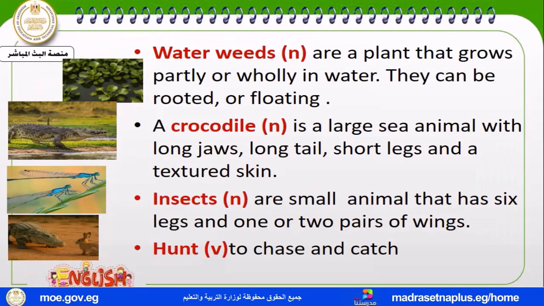For the first word, or the first picture, we can see water weeds. Water weeds is a noun, and when we say water weeds, we are talking about plants that grow partly or wholly in water. They can be completely inside the Nile River, or a part of it can appear on the surface of the Nile. This means also that they can be rooted inside the Nile River or floating on the surface of the Nile River.